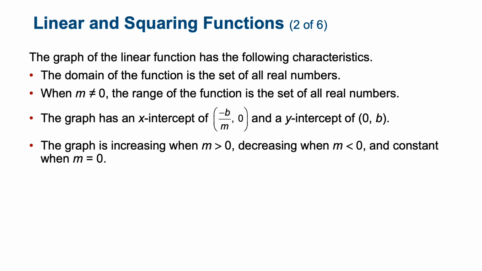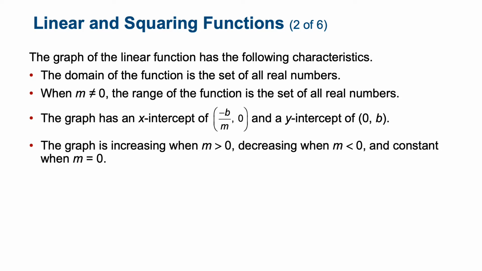Right? So we know that the graph has the following characteristics. We know the domain of the function is the set of all real numbers. And when m does not equal 0, so when the slope is non-zero, the range is the set of all real numbers also. We also can figure that if we set y equal to 0 and solve for x, the graph has an x-intercept of negative b over m, comma 0, and a y-intercept of 0, comma b, that comes from the function itself.